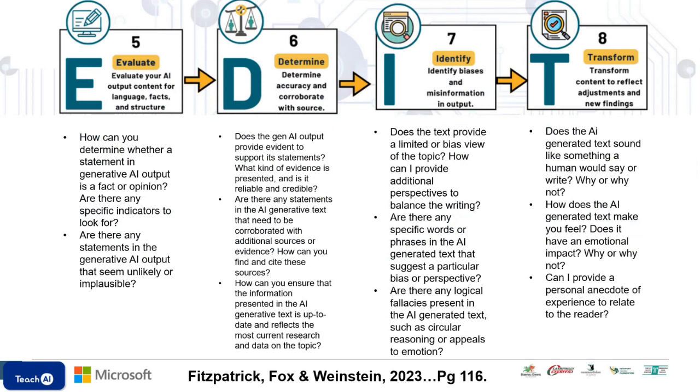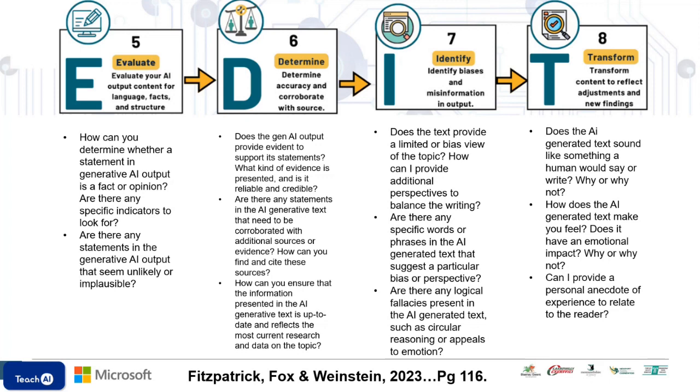Now, what Fitzpatrick, Fox and Weinstein have done is they've given a little bit of a framework and some questions that you might want to consider when evaluating your AI responses. And again, if you're doing this with older learners in the school as well, and they're using some AI tools in the future, then these are the kinds of questions you might want to ask them in terms of evaluating the AI's response to make sure that it is correct, it's factual, it's not biased, and it doesn't have any of those hallucinations or incorrect information as we go through.